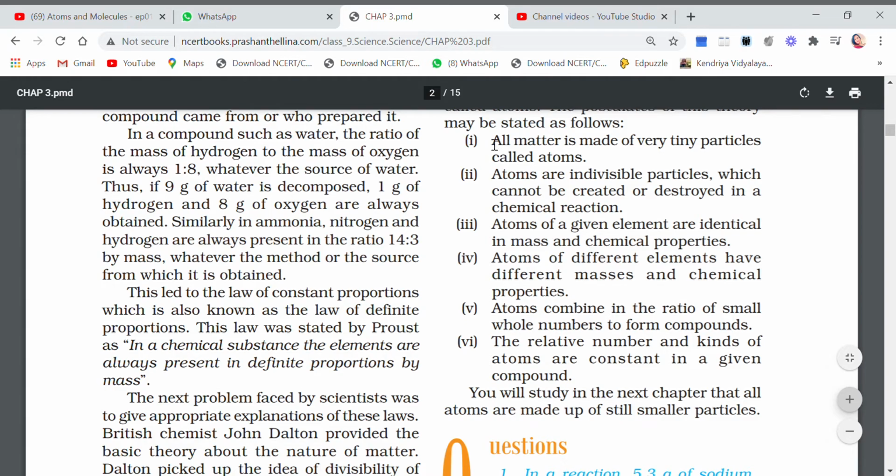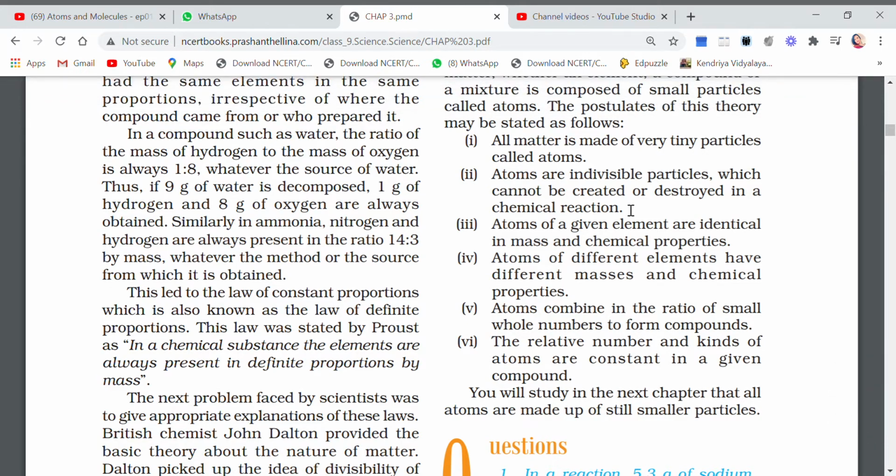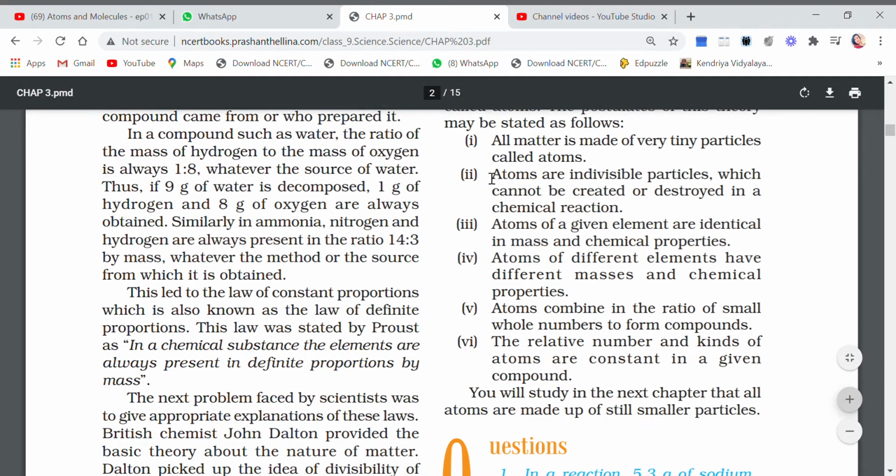Let us see. First point that John Dalton said was all matter is made up of very tiny particles called atoms. Very true. ये तो हम जानते ही हैं. सबसे छोटा particle matter का है, that is atom. Second point, atoms are indivisible. John Dalton said that after atom we cannot divide matter. Earlier also I told you that matter is divided into molecules. Molecules are further divided into atoms. But we cannot further divide atoms because they are indivisible. And they cannot be created nor can they be destroyed.